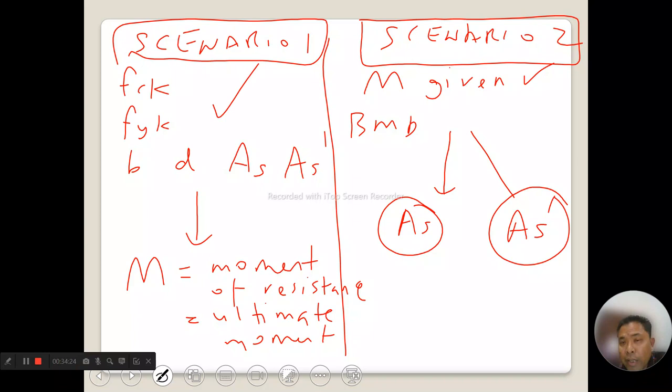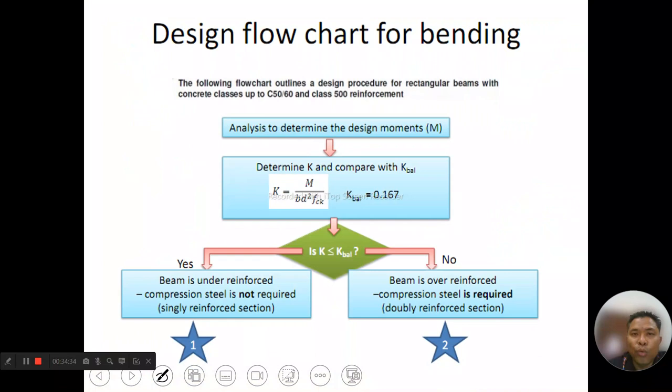Sekarang ni saya nak masuk kepada scenario 2, where you have to find the area of steel jika diberi bending moment. Inilah dia punya slide. You are required to design based on the given bending moment. Okay.